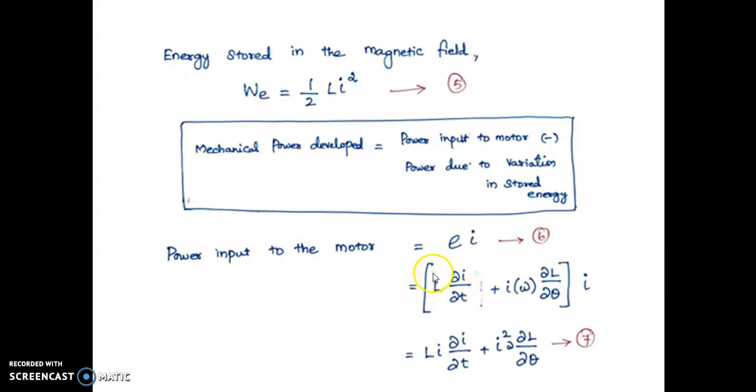Now already we have derived an expression for E, so we are replacing E by that expression. So L into dou I by dou t plus I into omega into dou L by dou theta, the whole multiplied by I. Next we multiply I with each of the terms. So we will be getting L I dou I by dou t plus I square omega dou L by dou theta, and this is assumed as equation number 7.